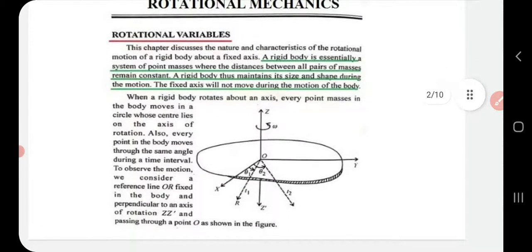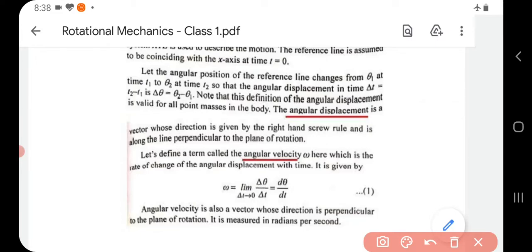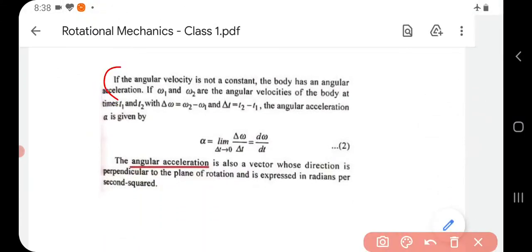First one, what is meant by a rigid body and what happens when a rigid body rotates about an axis. Next one, what is angular displacement? Right from here to here. What is angular velocity? Right from here to here. What is meant by angular acceleration? Right from here to here.